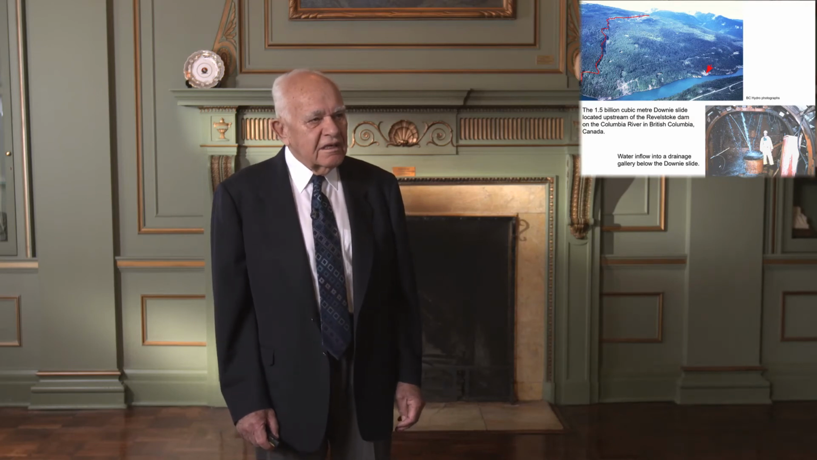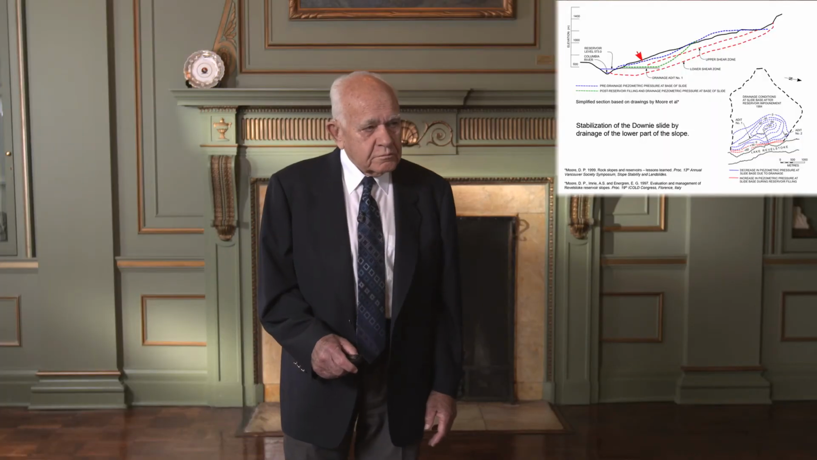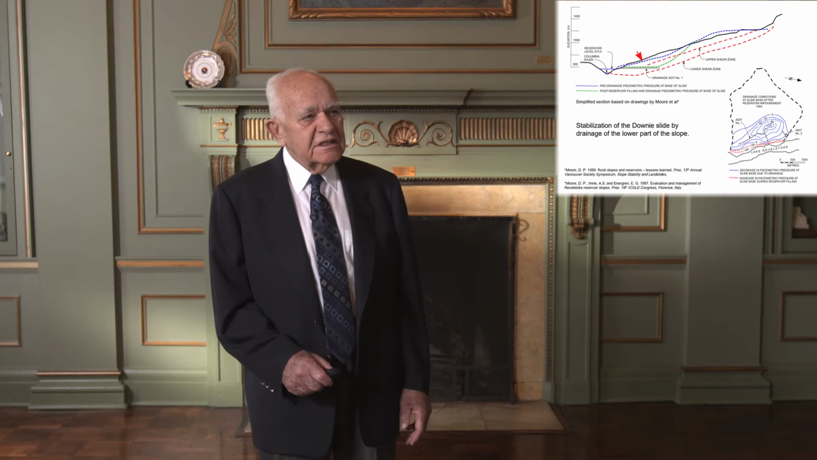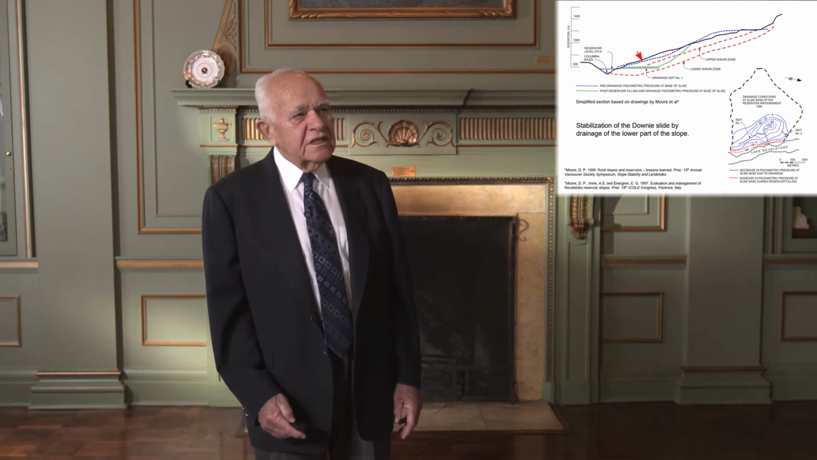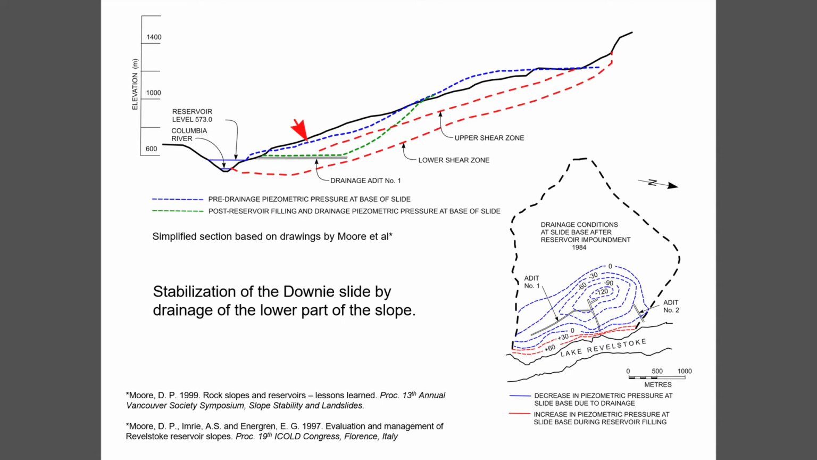And in the slide at the bottom there, you see the flow from the drainage holes into a containment vessel there. And drainage was very effective indeed. Here's an analysis of the situation, which was done by Moore and Company of BC Hydro. And it shows a cross-section through the slope at the top and a plan of the slope at the bottom.